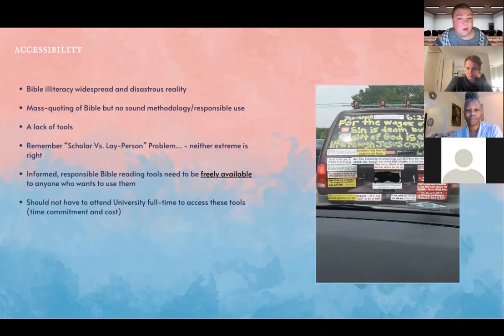Even in a time when information has perhaps never been more readily available to us, Bible illiteracy is a widespread and disastrous reality. The Bible is quoted left, right, and center, online, by politicians, on bumper stickers. But Bible literacy, as not only history has taught us, but religious leaders of Jesus' day taught us, is not knowing the words by heart. Bible literacy is also rooted in methodology, in having the right tools to understand what it is that you're reading.